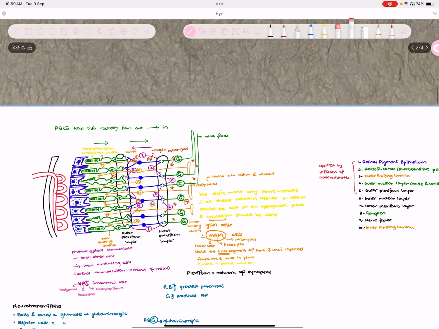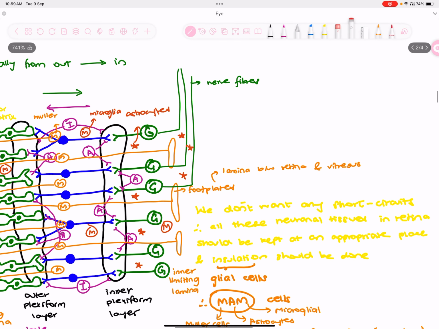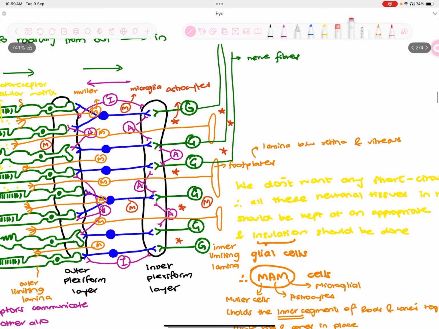So inner nuclear and inner plexiform. After inner plexiform, you have ganglions. Then you have the nerve fibers, and after the nerve fibers, you have, see, these are the nerve fibers, right? And they continue further. After that, you have the inner limiting lamina. Inner limiting lamina is formed by, again, the Muller cells.